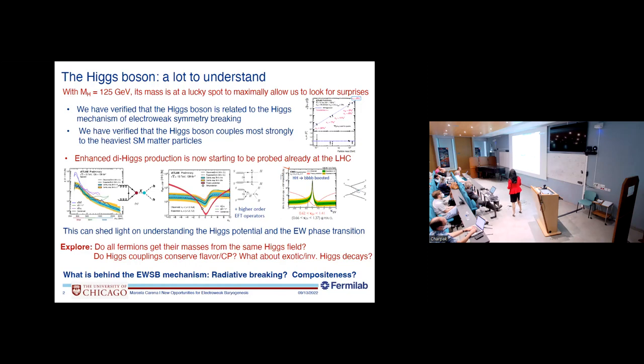And of course, there are important things like, do the Higgs couplings conserve flavor and CP? What about exotic or invisible Higgs decays? I will go into that. And of course, behind all this is what the heck is behind the electroweak symmetry breaking mechanism, relative breaking, compositeness, and all these will play a role in trying to explain baryogenesis and the electroweak phase transition.